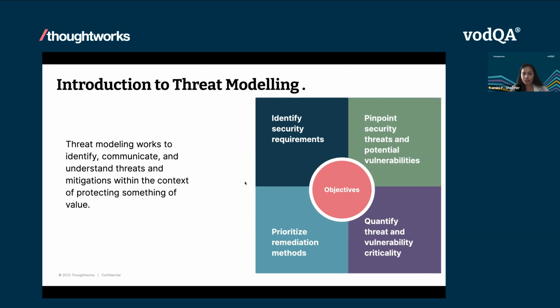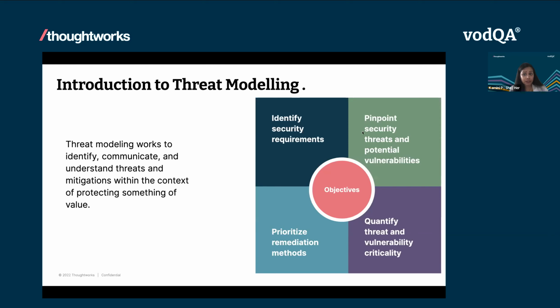areas of our application. The key objectives of threat modeling: the first is to identify security requirements. In order to protect something, we'll have to identify first what exactly we want to protect, and that's where the requirement phase comes into the picture. We'll identify what we want to protect, and we'll come up with our requirements. Once we are sorted with our requirements, we'll move ahead with pinpointing the security threats and potential vulnerabilities. In the slides going ahead, we'll also talk in detail about how we can conduct these threat modeling exercises. So we'll first pinpoint the security threats and potential vulnerability areas.